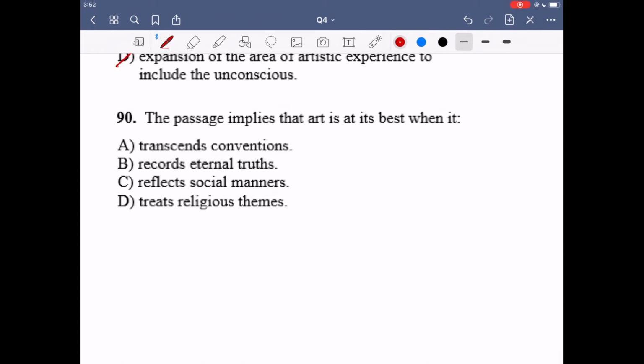Moving on to question 90. The passage implies that art is at its best when blank. So there's an implication somewhere in the passage. A lot of times you'll see an implication or an assumption that is an underlying thing which is there in the passage, right? So for this, you have to think about, is the author's viewpoint there? Yes, it is there. Is the author arguing for something? Yes, the author is arguing that the training which people have limits their experience.